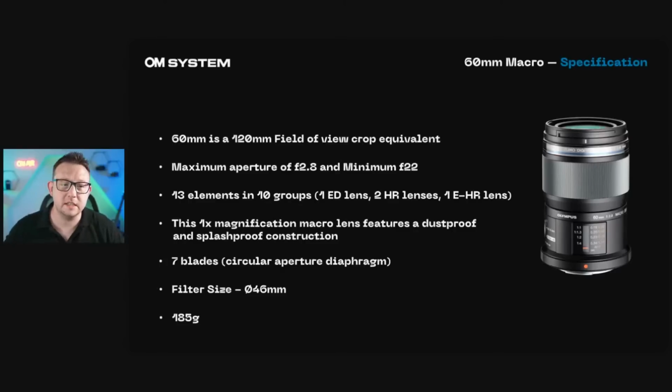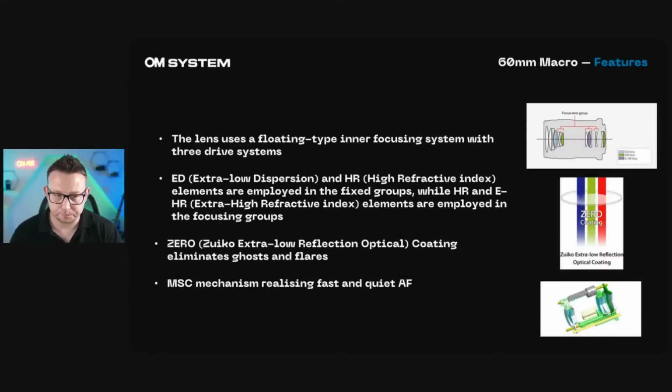So 13 elements in 10 groups. That's the nerdy stuff. The extra low dispersion lenses, the high refractive lenses, and then the extra low coated high refractive lens as well. And a one-to-one magnification ratio. So 1 times magnification, full reproduction, 1-to-1. So that's life size in the image, as if you'd place the object directly onto the sensor. It would be reproduced at the same size and magnification, fully weather sealed, 7 blades, with a 46mm filter, and tiny. It's 185 grams. It's really, really small for what it does. It is a brilliant piece of kit.